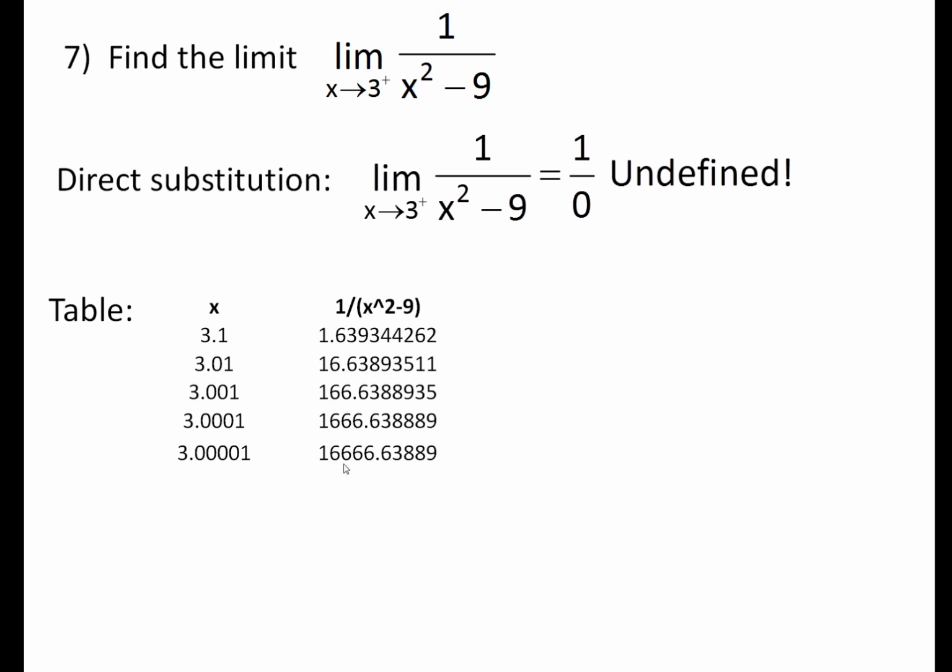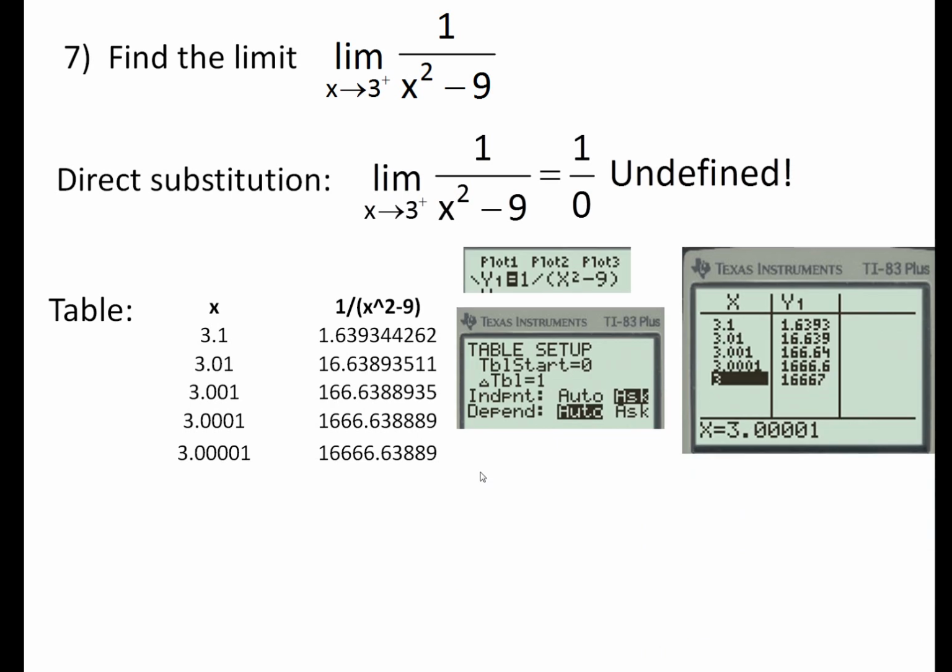And so you can see it's getting larger and larger. This is on the order of 10, 10 squared, 10 cubed, 10 to the 4. This is like 17,000. So as x gets close to 3 but is strictly larger than 3, we can see that that function becomes unbounded.